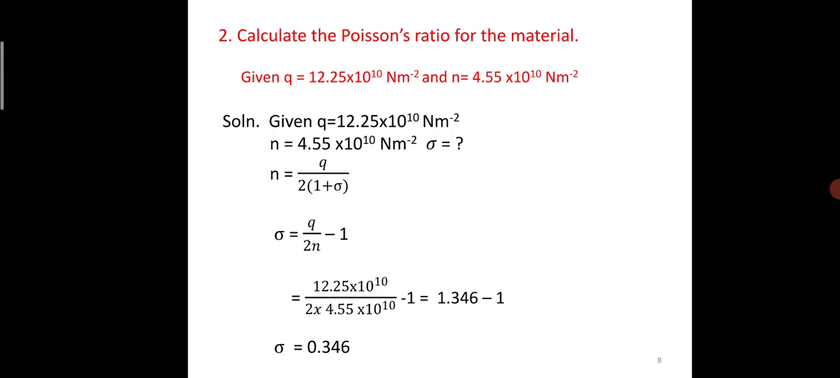Then the relation among the Young's modulus, rigidity modulus and sigma is given by N is equal to Q by 2 into (1 plus sigma). Then the value of sigma is given by Q by 2N minus 1. Substituting the values of Q and N, finally we arrive at sigma is equal to 0.346, and it has no unit because it is a ratio.